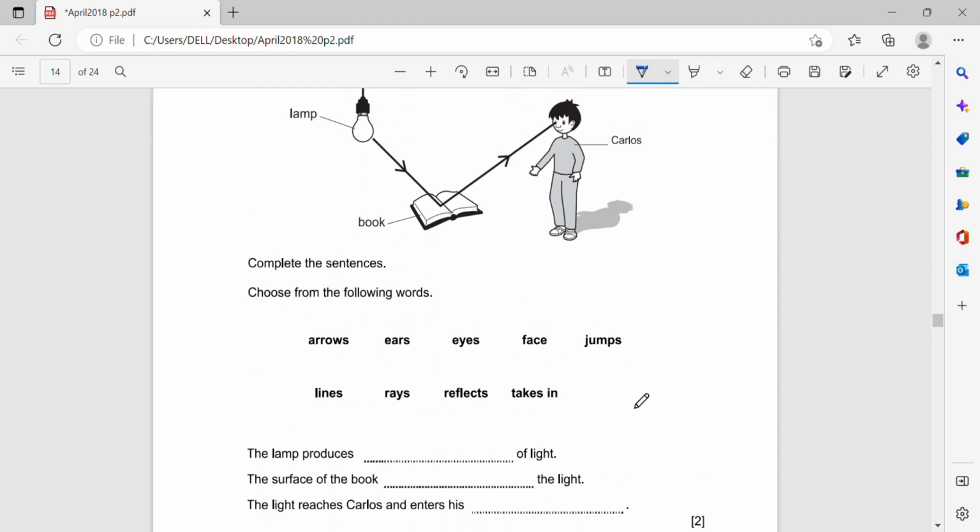The lamp produces a of light. The lamp produces a great rays of light. The surface of the book. What does the surface of the book do to the light? It reflects. The light reaches Carlos and enters his eyes. Okay.